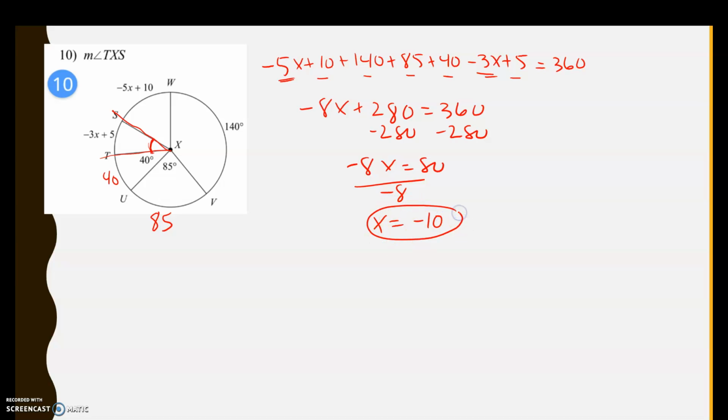The question's asking for angle TXS. Well, when you plug this negative 10 into this measurement, negative 3 times negative 10 plus 5, negative times a negative is going to give you a positive 30 plus 5, and that's going to give you 35.